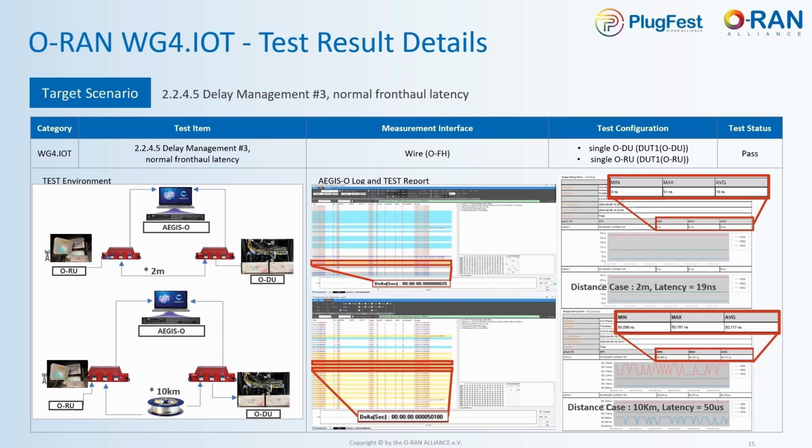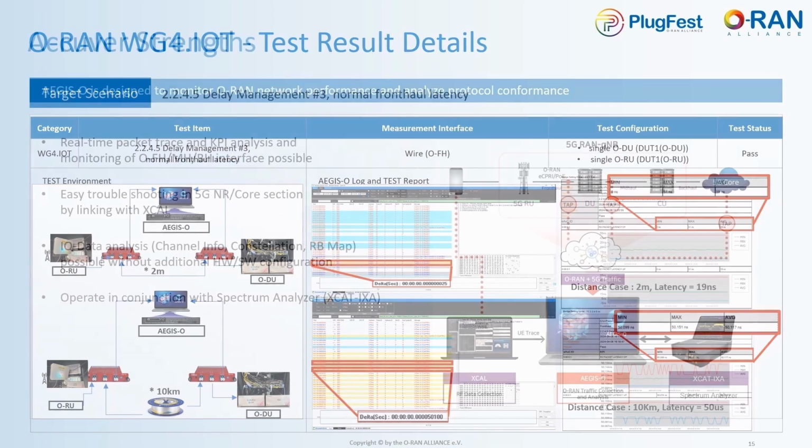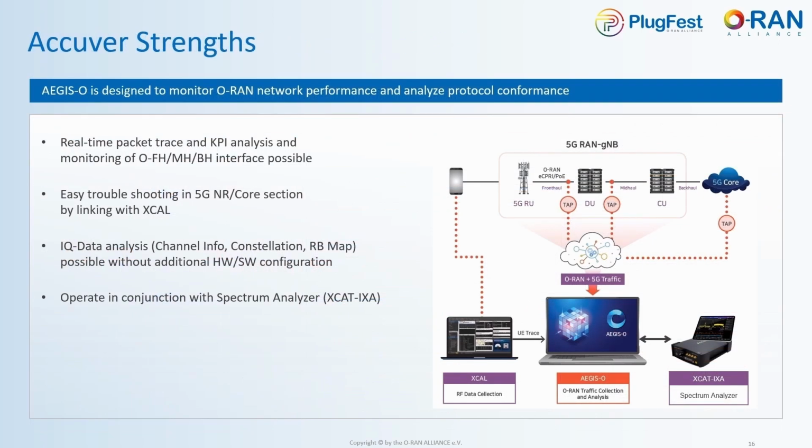When the distance between taps is 2 meters, the latency average was measured to be about 19 nanoseconds. And when the distance is 10 kilometers, it is about 50 microseconds. In EasySO, identical packets can be checked using a tool called Accuver, and the detailed report provides a graph of the latency of packets. Let me summarize our strengths.